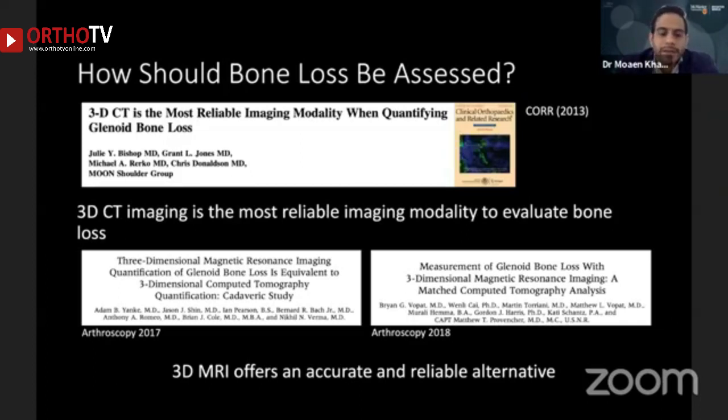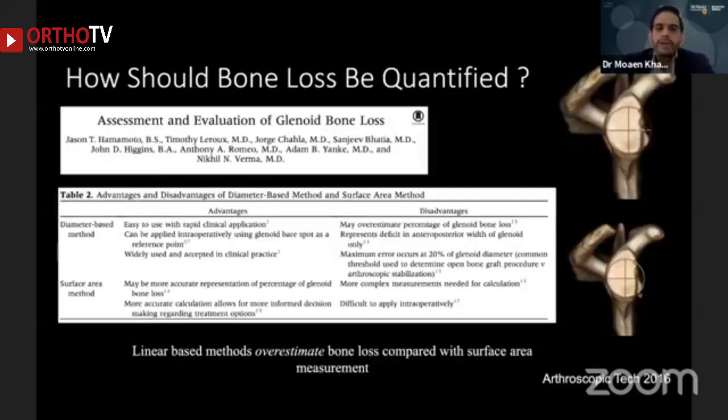Now, there is a lot of interest in 3D MRI. So if your institution has this available, there are a number of publications that have come out recently to show that this is an accurate and reliable alternative. So if you're able to save a patient some radiation with a 3D MRI, I think that is another very reasonable option.